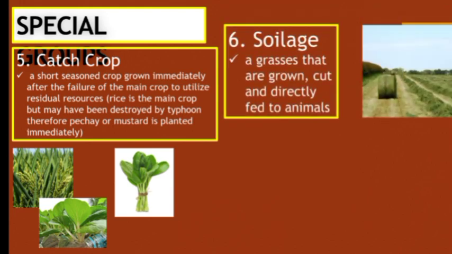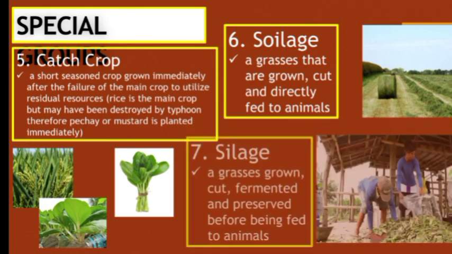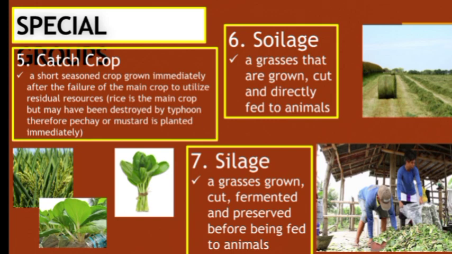Six is the soilage. So grasses that are grown, cut, and directly fed to animals. Seven is the silage, which are grasses grown, cut, fermented, and preserved before being fed to animals. So some of the places in the Philippines use silage. They preserve and ferment it during the dry season, which has no weeds, for the ruminants to be eaten.